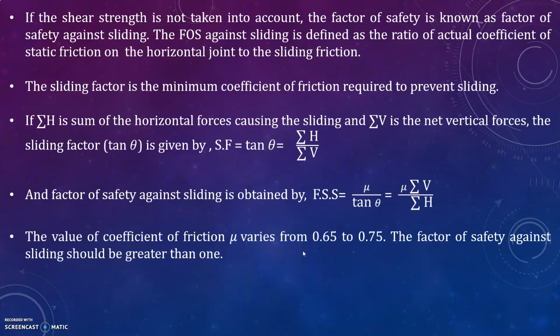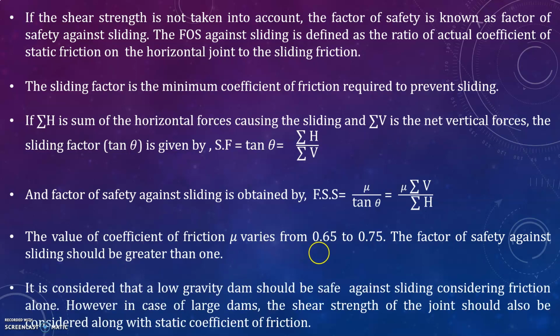The value of coefficient of friction mu varies from 0.65 to 0.75. The factor of safety against sliding should be greater than 1. It is considered that a low gravity dam should be safe against sliding considering friction alone. However, in large dams, shear strength of the joint should also be considered for an economical design.